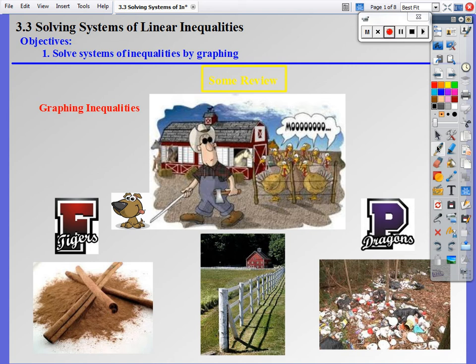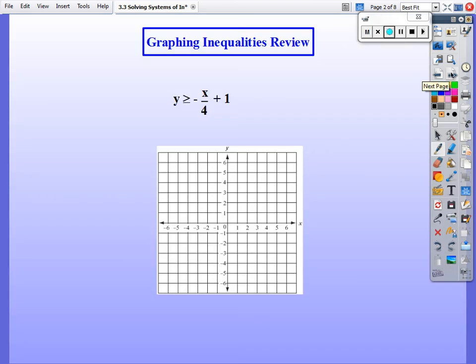So we want to remember the process for inequalities. If you can remember the situation of being a blind farmer, creating the boundary, determining if it's dashed or solid, testing a point, and which point do we like to test, 0, 0, and then shading the true region, I think you're going to have a great opportunity to be successful on this lesson. Let's take a look at one of these.